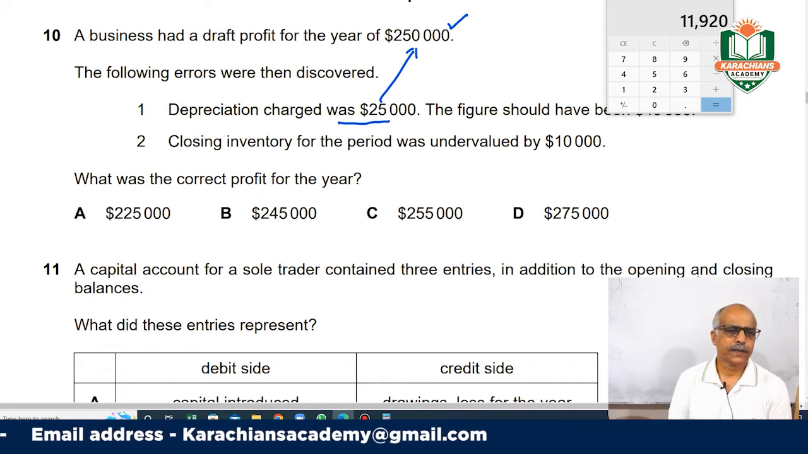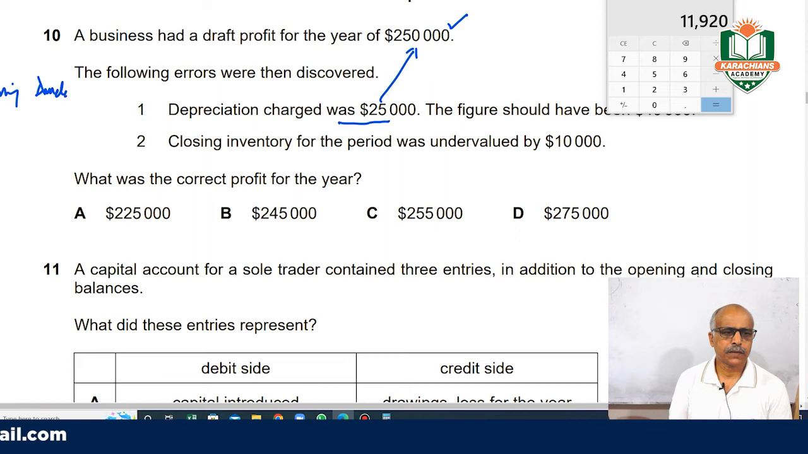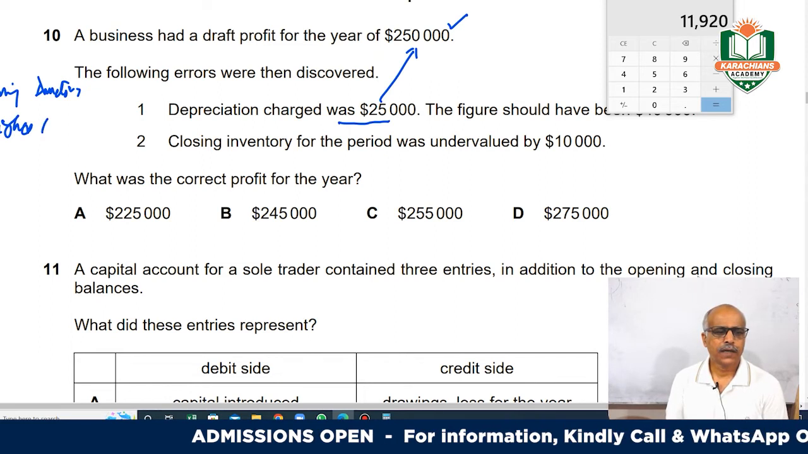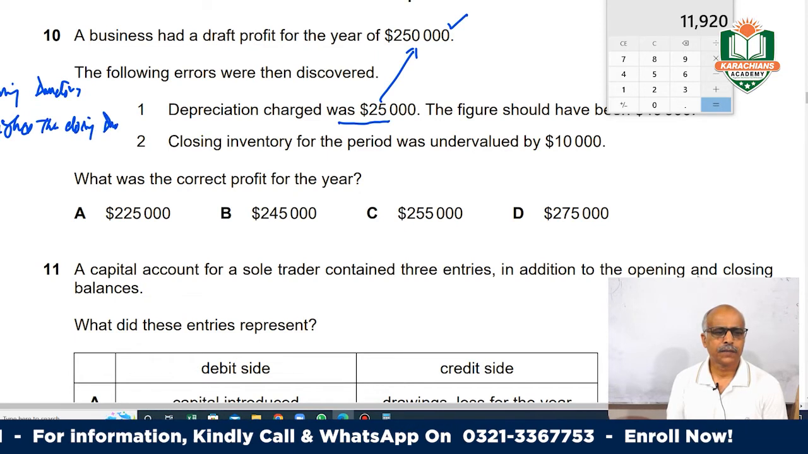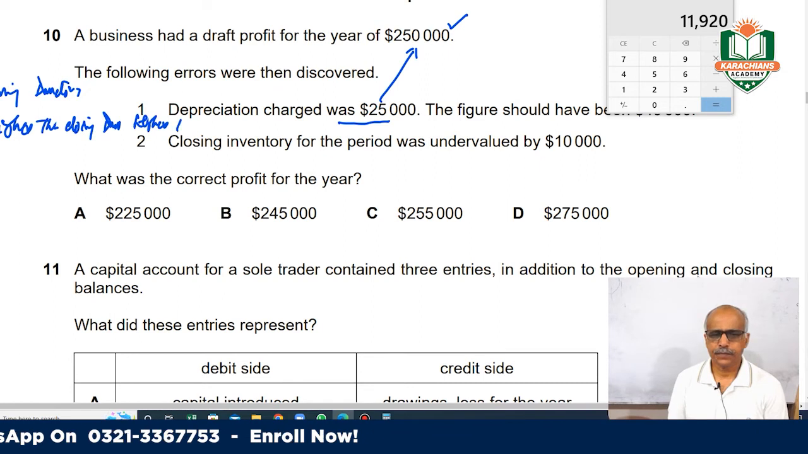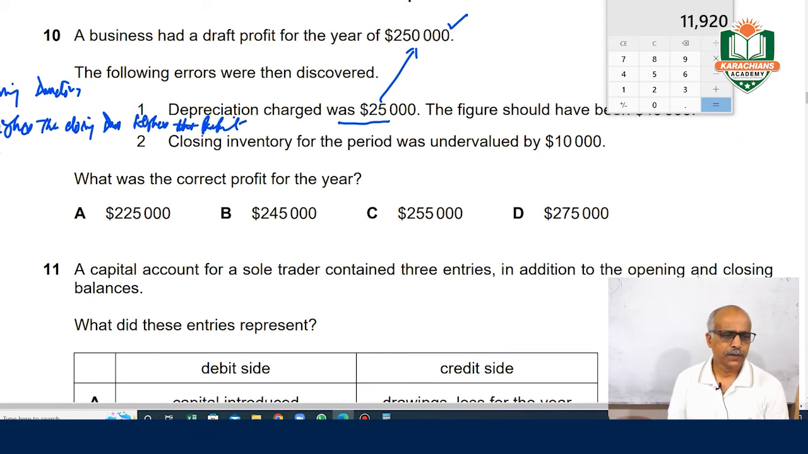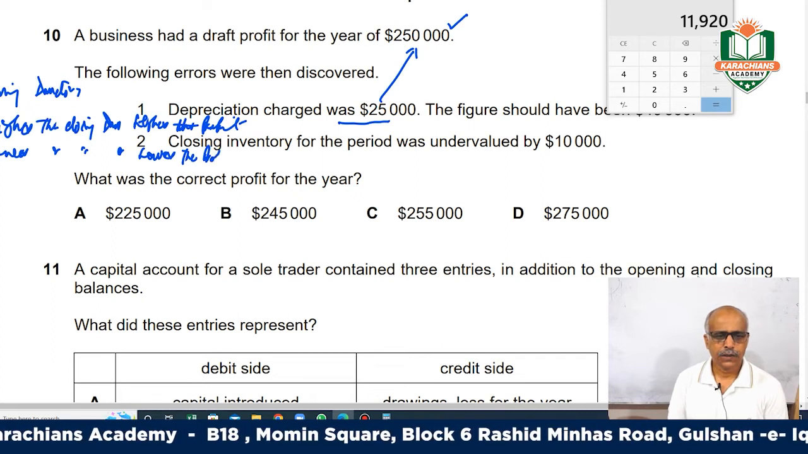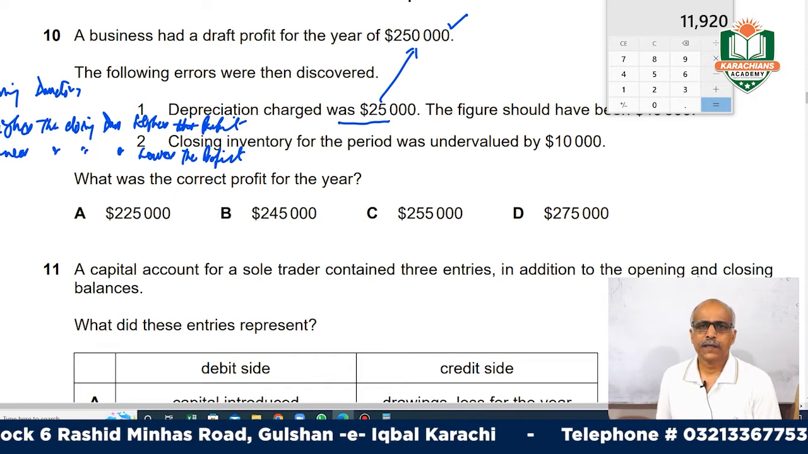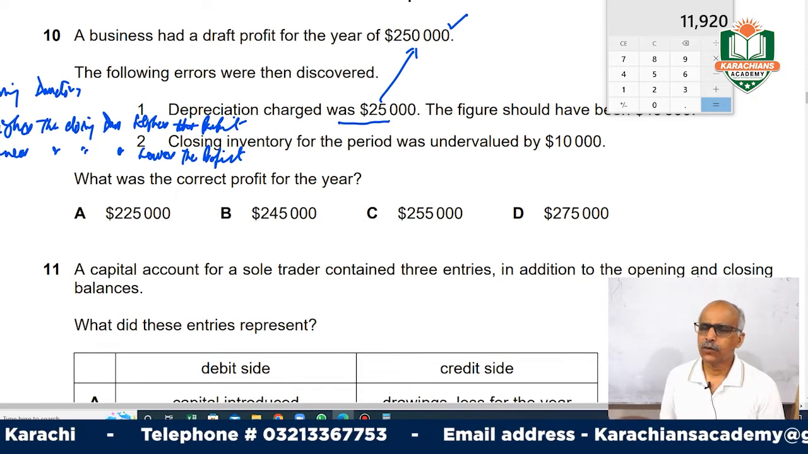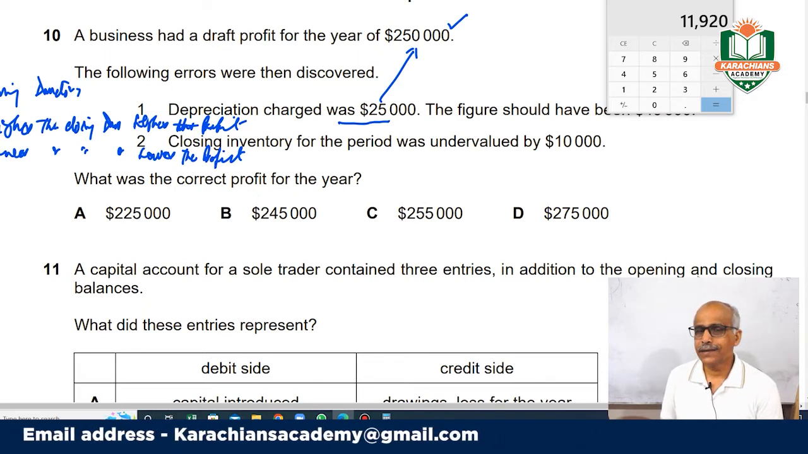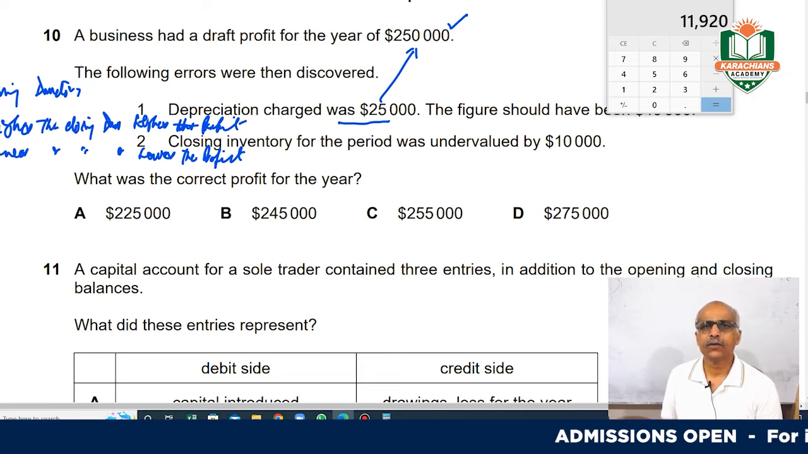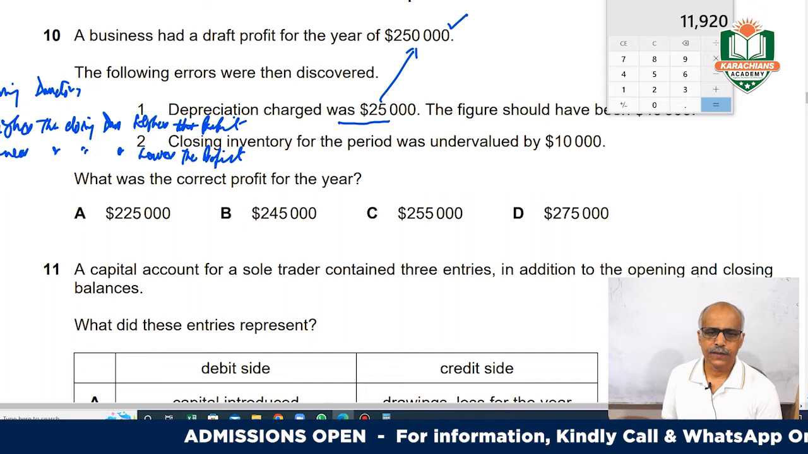Okay, remember one thing on closing inventory. Closing inventory has a direct relationship with profit. The higher the closing inventory, the higher the profit. Likewise, the lower the closing inventory, the lower the profit. If you overstate your closing inventory erroneously, then your profit will increase, and if you are understating your inventory, undervaluing it, then your profit will decrease, right? Because ultimately, if you are increasing your inventory, your cost of sales will decrease and your profit will increase. It has a direct impact.